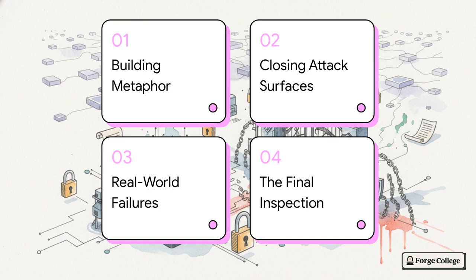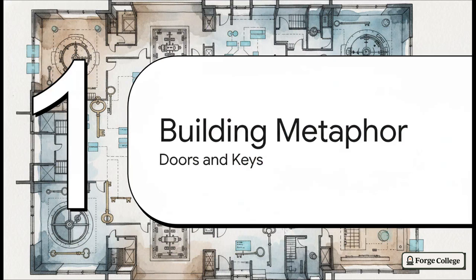Here's the blueprint legend for today's explainer. We're covering 4 key things. 1. The building metaphor. 2. Closing attack surfaces. 3. Real-world failures. And 4. The final inspection. Let's get to work. Part 1. The building metaphor. Doors, keys, and guardrails.